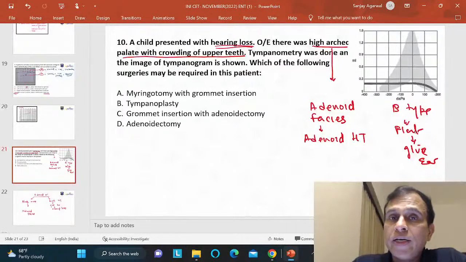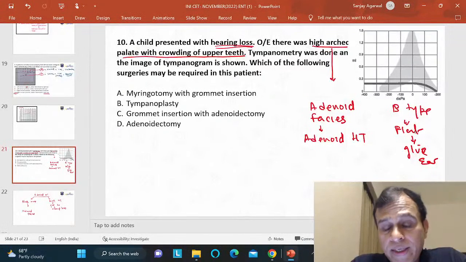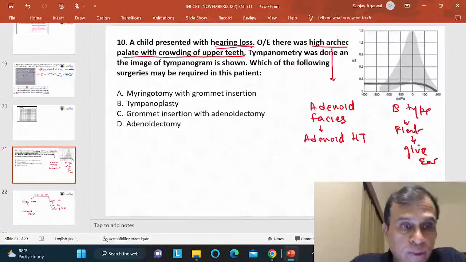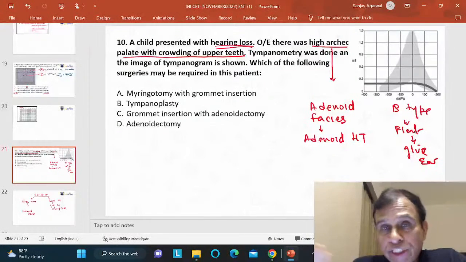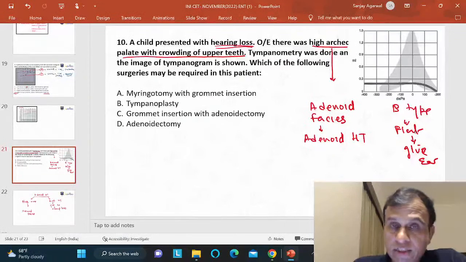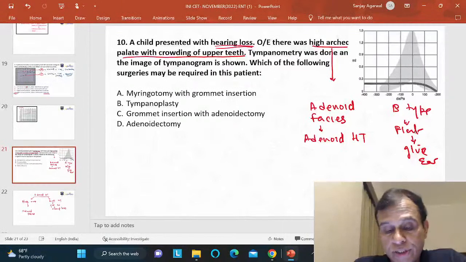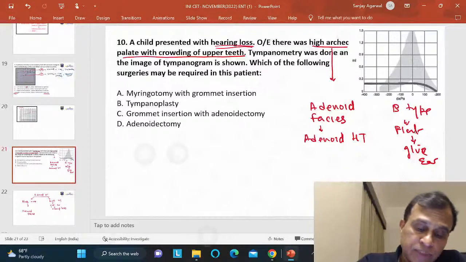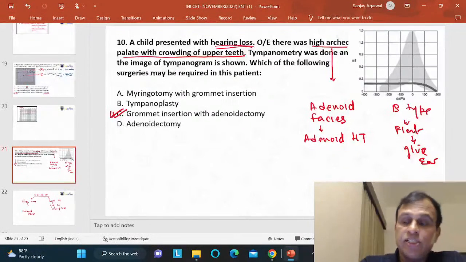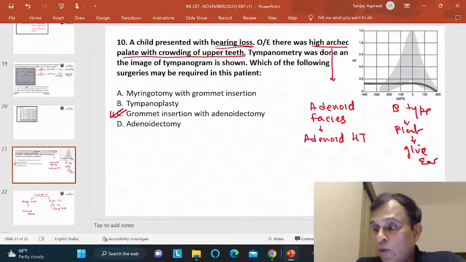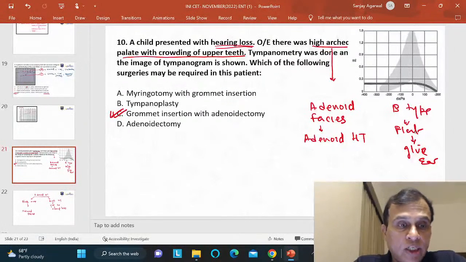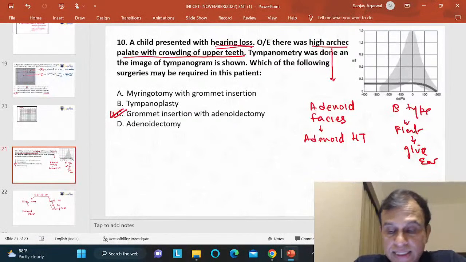So what is the treatment for glue ear? The treatment for glue ear is myringotomy with grommet, and for adenoid hypertrophy, obviously you will have to do adenoidectomy. So any question which has a combination of grommet and adenoidectomy is a correct answer or correct surgery. So the third one, C, is exactly this choice. It says we'll do grommet insertion with adenoidectomy surgery. And this is the correct answer. C is the correct answer.